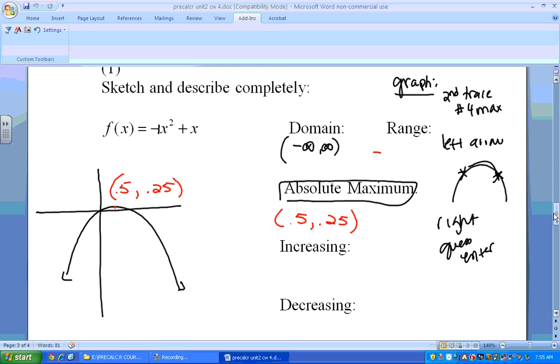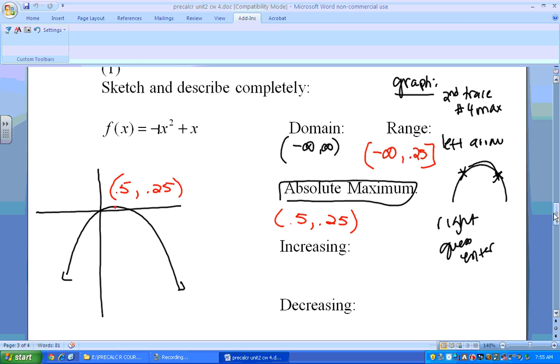So now let's get your range. Negative infinity, and what's the highest y that it goes to? 0.25. Here's your range. Can you use 0.25? Okay, so now we found your range.